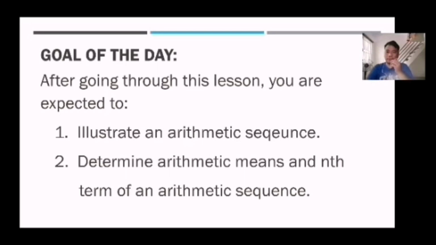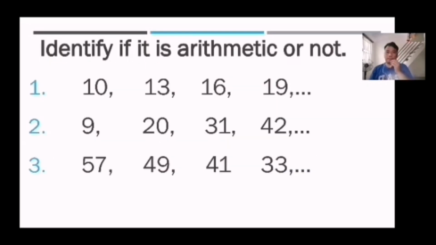So to start, I have here sets of numbers or sequence. Let's start with number 1 and tell me what have you observed. 10, 13, 16, and 19. We have noticed that each succeeding term can be obtained by adding 3.